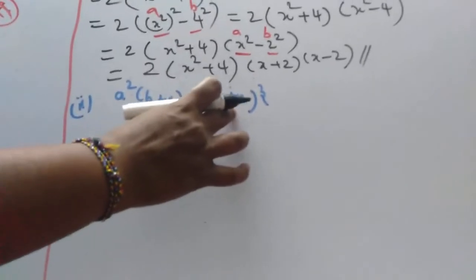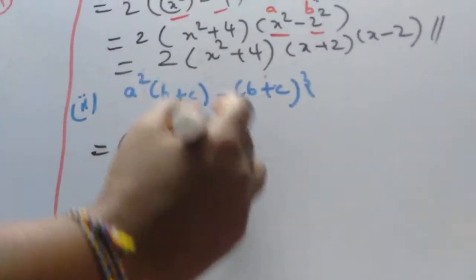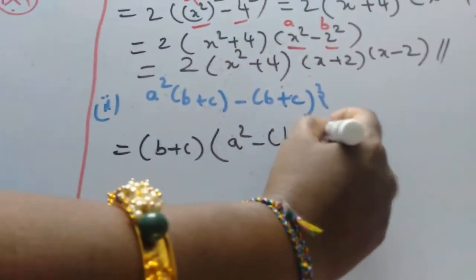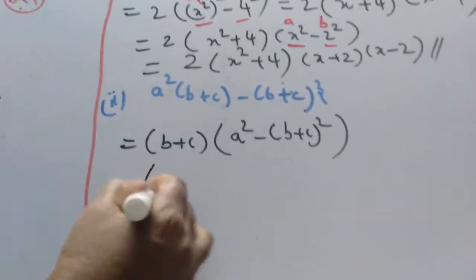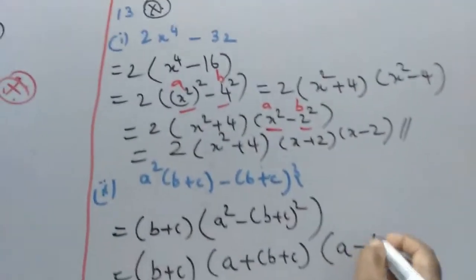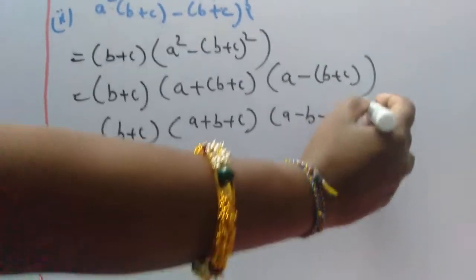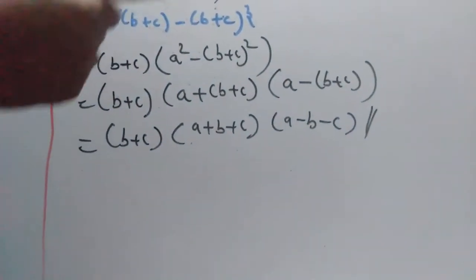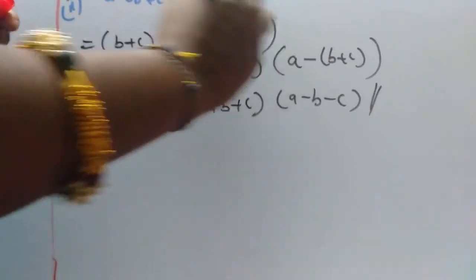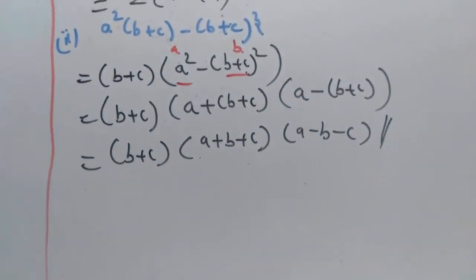second subdivision 13, a square into b plus c minus b plus c the whole power 3. So here in these two, b plus c we are taking common outside, which can be written as a square minus b plus c square, and this is in the form a square minus b square. So which can be written as a plus b into a minus b. So which can be written as a plus b plus c into a minus b minus c. So here a and b plus c, here is b, a square minus b square in that form we have expanded, and this is what the solution of question number 13.